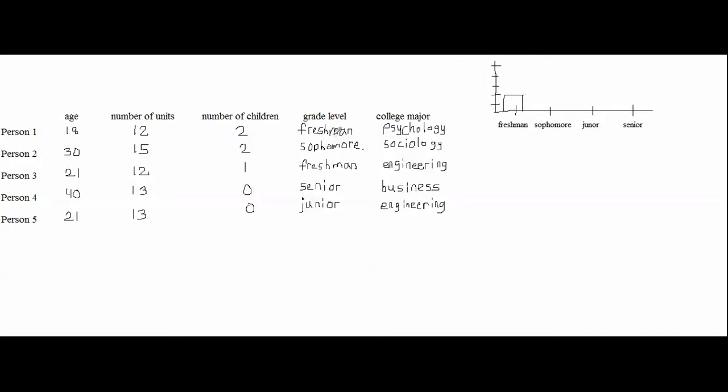And how many times does sophomore appear? Sophomore only appears once in this column of data, so since sophomore has a frequency of 1, it goes up to the first tick mark. This just shows that it appears 1 time.